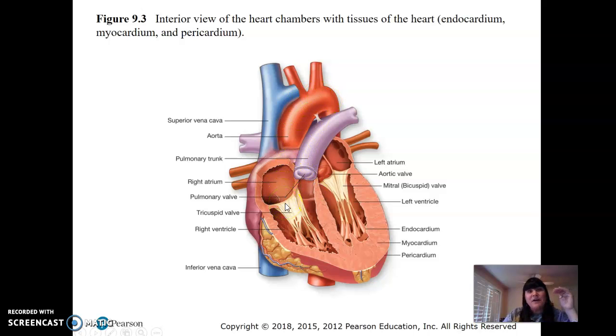And that is the function of the valves. The valves will close, keeping the blood flowing in one direction. So the function of the valves is to keep the blood flowing in one direction. And truly, the valves are what cause the sound of the heart, literally in the textbook. If you look at the sounds of the heart, they call them lub-dub. Lub-dub, lub-dub, right? The lub sound is when these valves close.